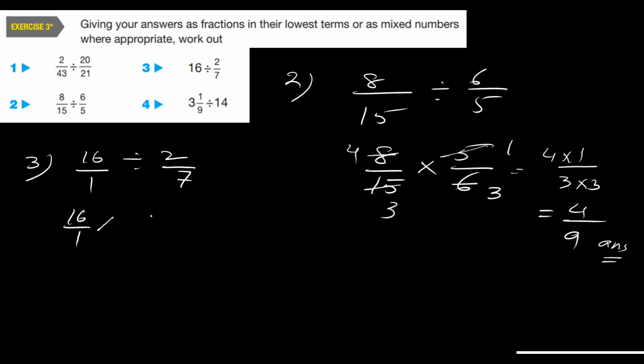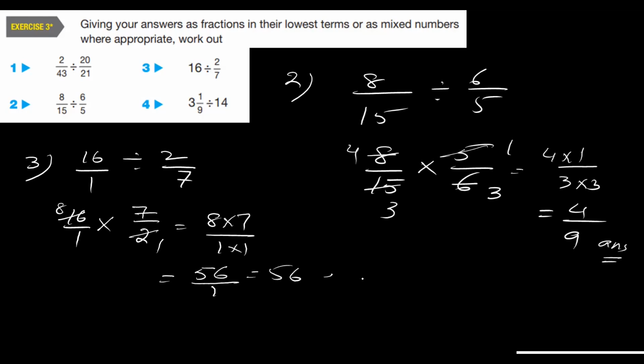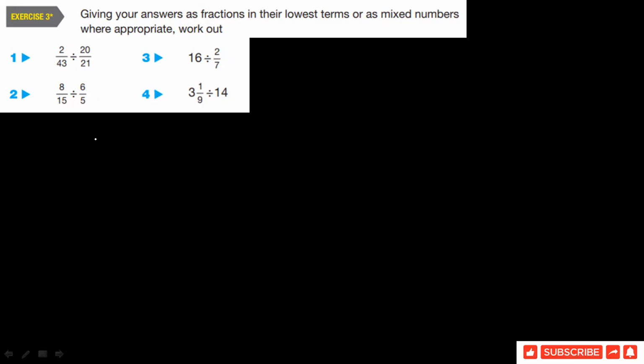Dividing to multiply. 2 by 7 will become 7 by 2. Now we divide: 2 times 1 is 2, 2 times 8 is 16. We got here 8 times 7 upon 1 times 1. We got 56 upon 1, or 56 only. This is your answer. Now we do question number 4.